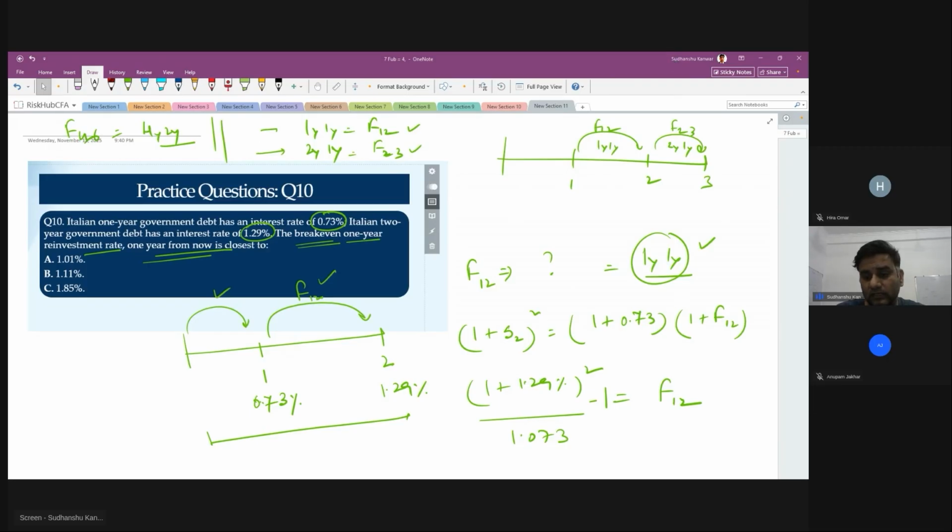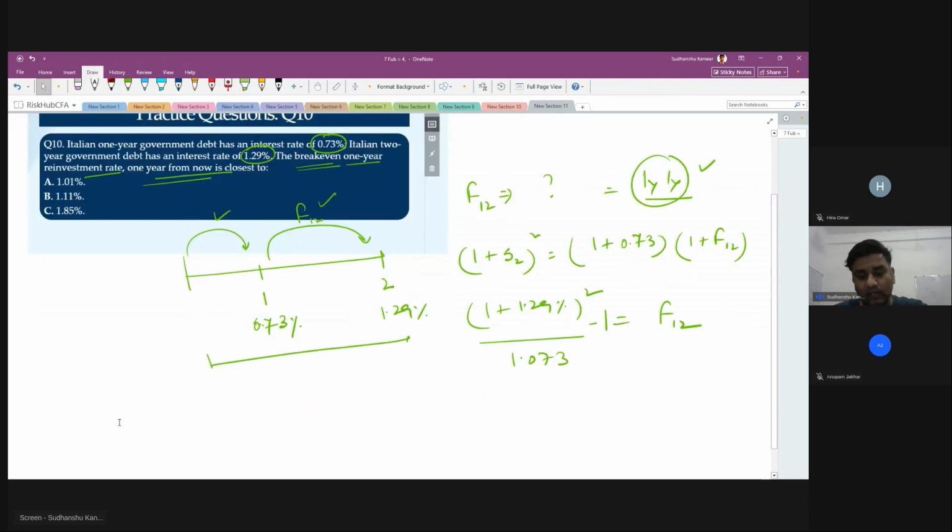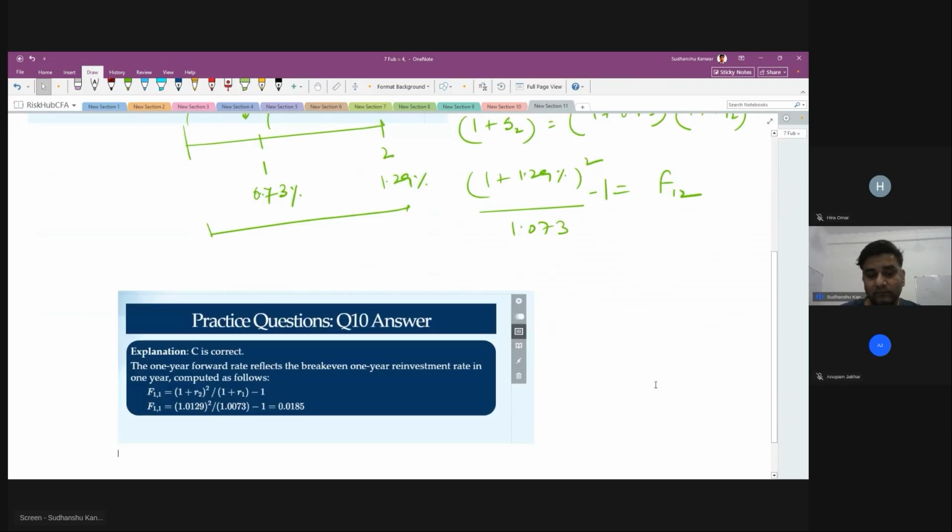Very easy question, looks like a difficult question, but not at all difficult. You have to be absolutely clear on how to find it out. And we are doing all kinds of questions, at least that's our endeavor here, guys, that we want to cover all kinds of difficult questions. So this is what we have. Again I did the same thing: (1.0129) squared over 1.0073, minus 1, is equal to F12, or 1 year, 1 year.